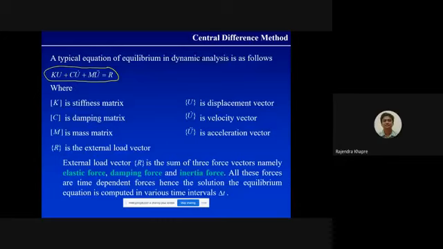Okay, the matrices associated with this are: displacement is associated with the stiffness matrix k, the velocity, that is u dot, is related with the damping matrix c, and the mass matrix m is related with the acceleration vector u double dot or u double prime. Okay, and r is the load vector. So these are the standard terminologies which are coming from structural dynamics.